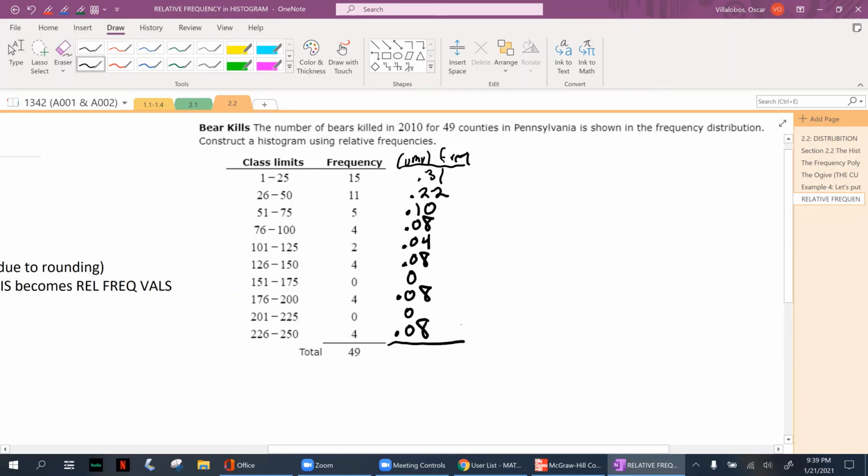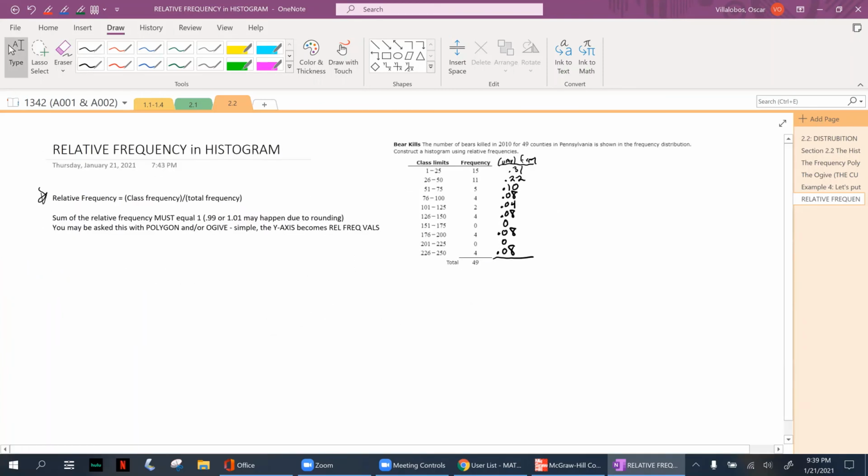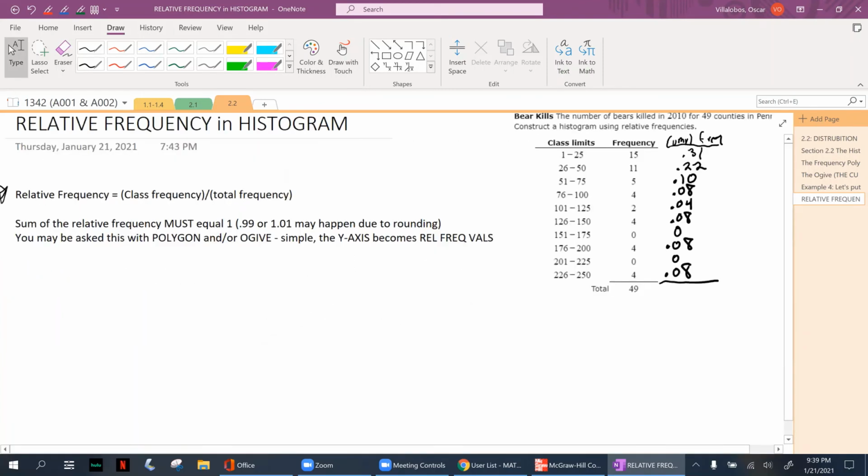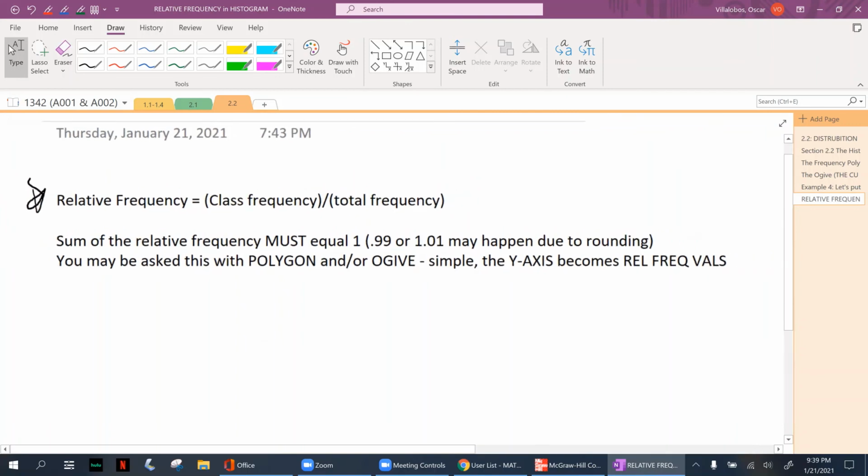Now that these are all decimals, I'm going to want you to add these up, and you can tell you're on the right path because the sum of your relative frequencies must equal 1. And yes, there may be errors due to rounding.